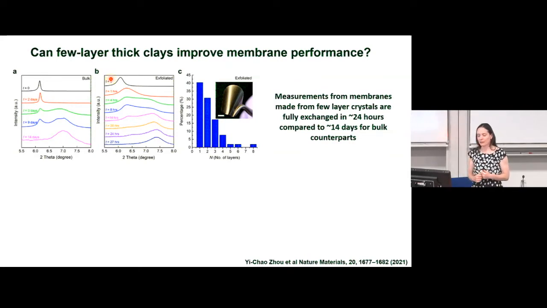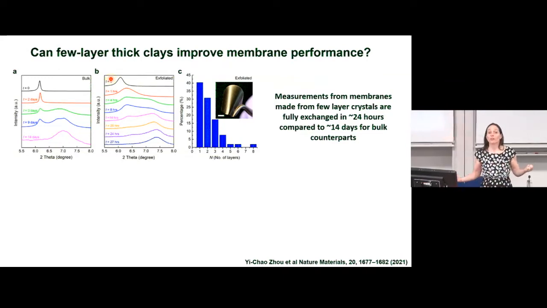It's 10 millimeters or so across, and they have looked at much bigger membranes. And you can see that, yes, indeed, the ion exchange, so the rate at which they take up cesium, is a few hours as opposed to 14 days when you are using a material made out of bulk powder. So you still crush the powder, it's just that the powder of vermiculite is then composed into a membrane as opposed to exfoliating it into few-layer flakes, creating the same membrane and measuring it. You get this, again, orders of magnitude improvement in the rate of ion exchange.